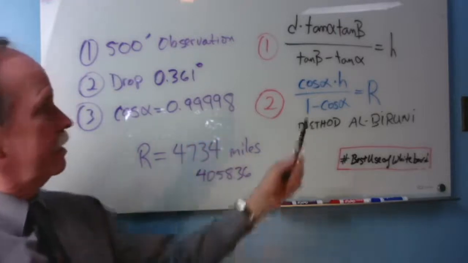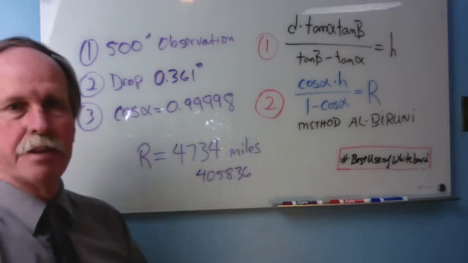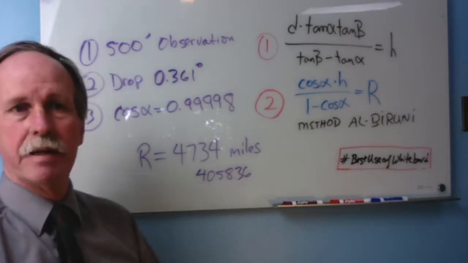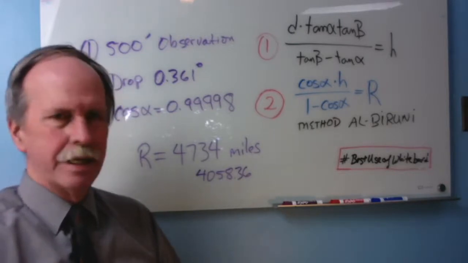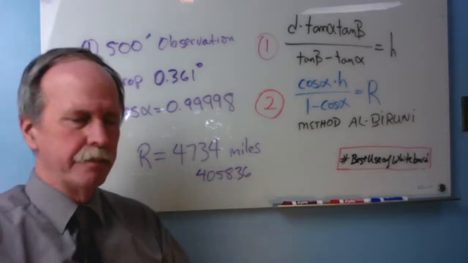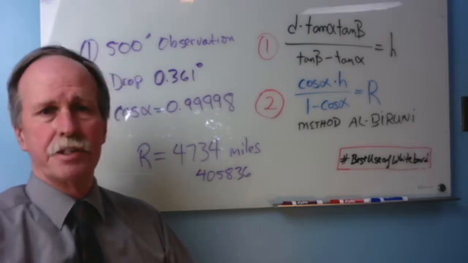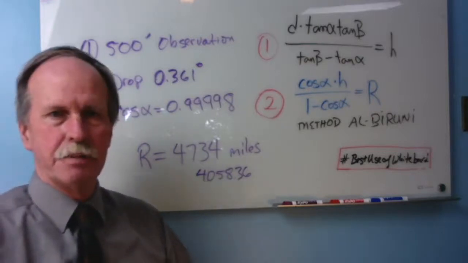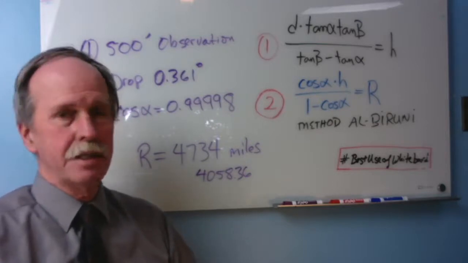Now, if we plug that into our formula here, we come up with a radius of the Earth of 4734 miles. Now, why is it higher than the actual radius of 3959 miles? Well, that's because of refraction. As you recall, a standard adjustment for refraction, which is measured independently, is 7 over 6 r. Now, if you divide by 6 over 7, you end up with 4,058 miles and some change. That's within 100 miles or so of the actual radius of the Earth. This isn't a bad method.